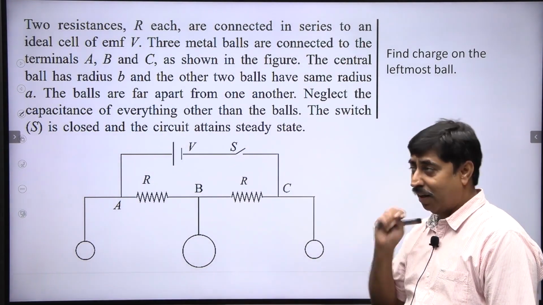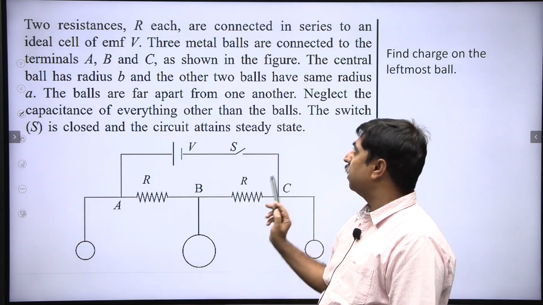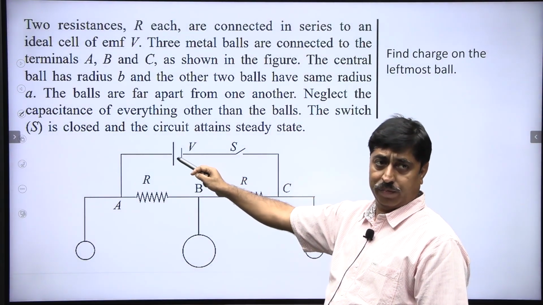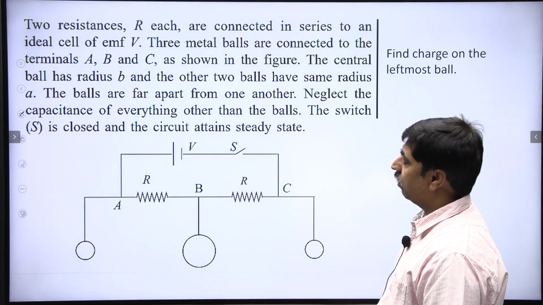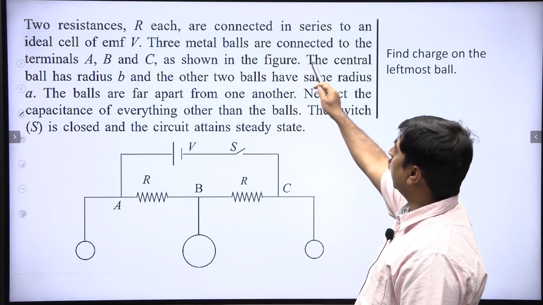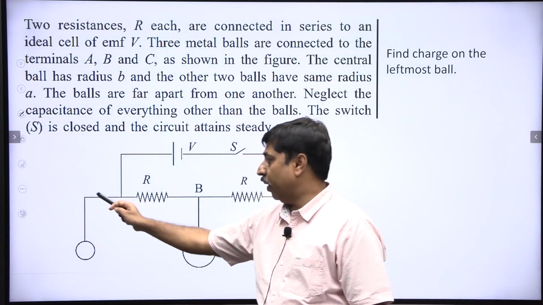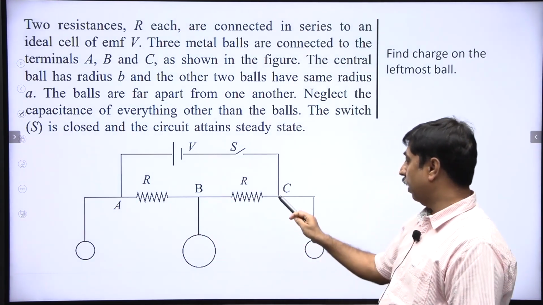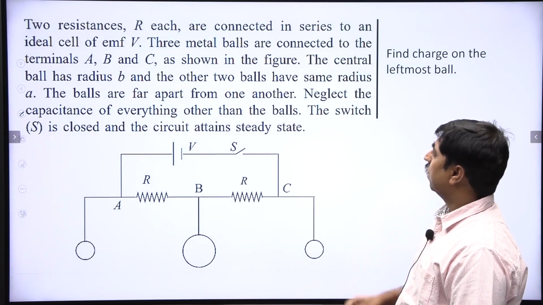This question says that two resistances R each are connected in series to an ideal cell of EMF V volt. Three metal balls are connected to the terminals A, B and C. A metal ball is connected to terminal A, another metal ball is connected to terminal B, another metal ball is connected to terminal C.